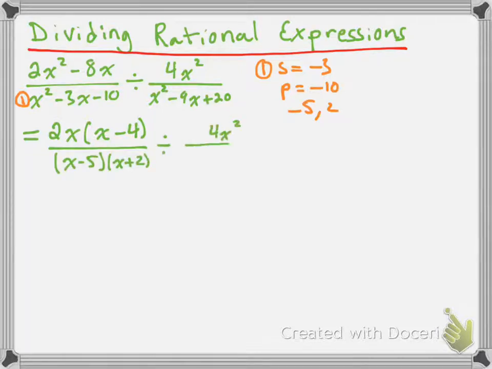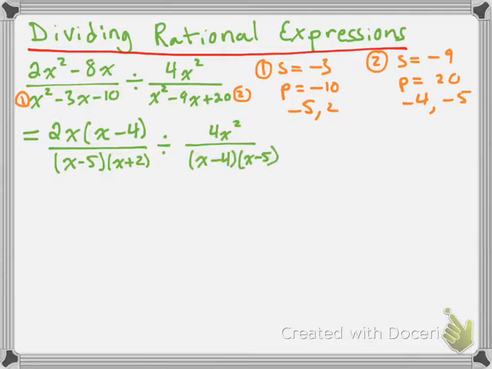We have divided by the second expression. The top, 4x squared, is already factored, but we can factor the bottom, and again I'm going to do the work off to the side. Our sum is negative 9 and our product is 20, so the two numbers are negative 4 and negative 5. That means it factors into x minus 4 times x minus 5.